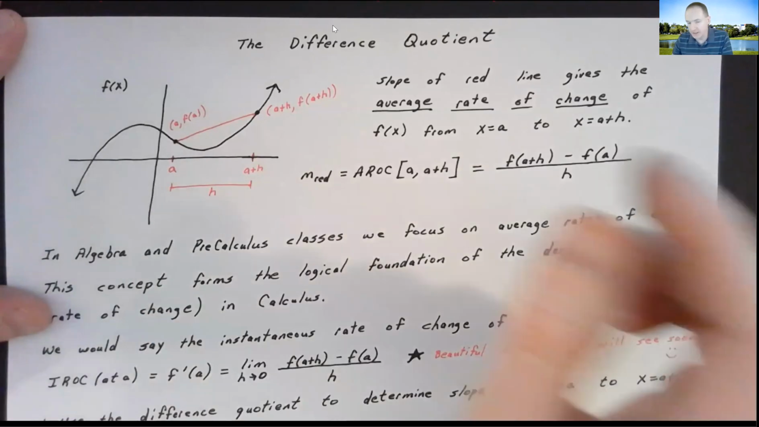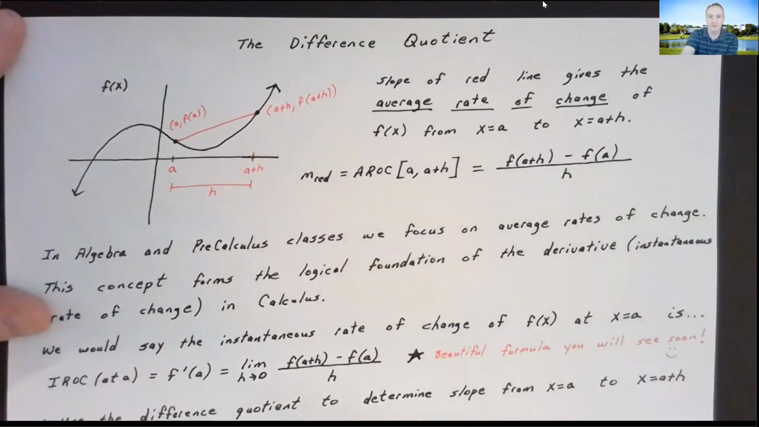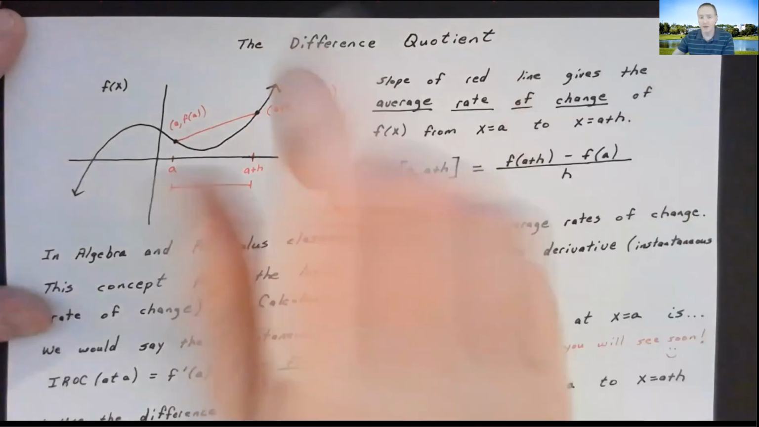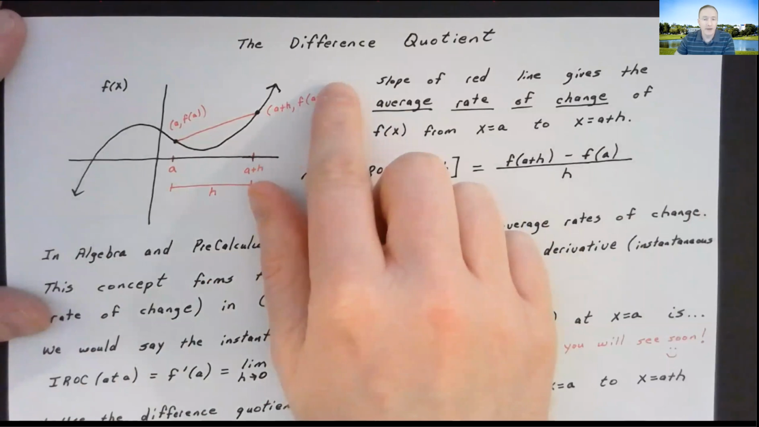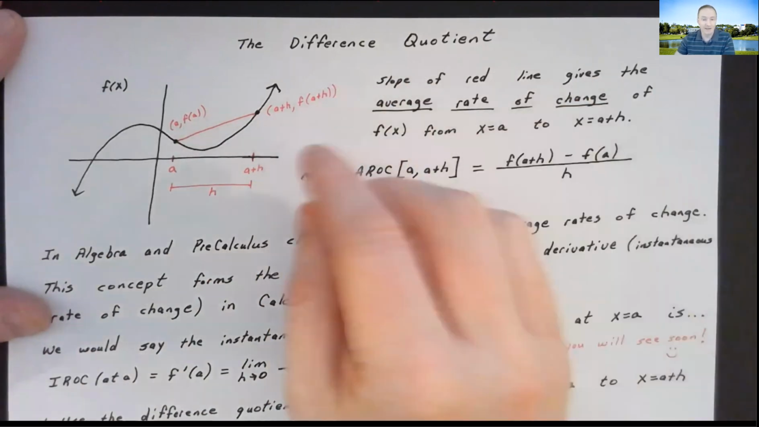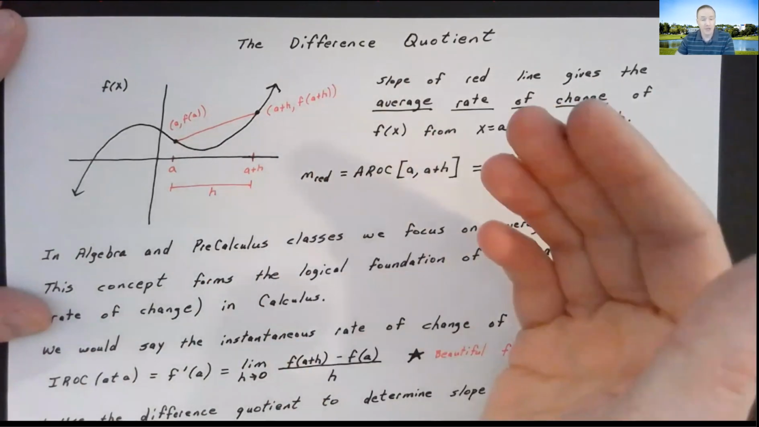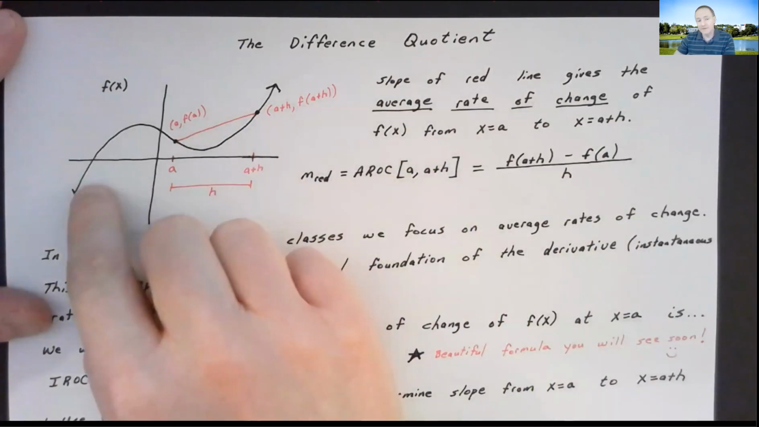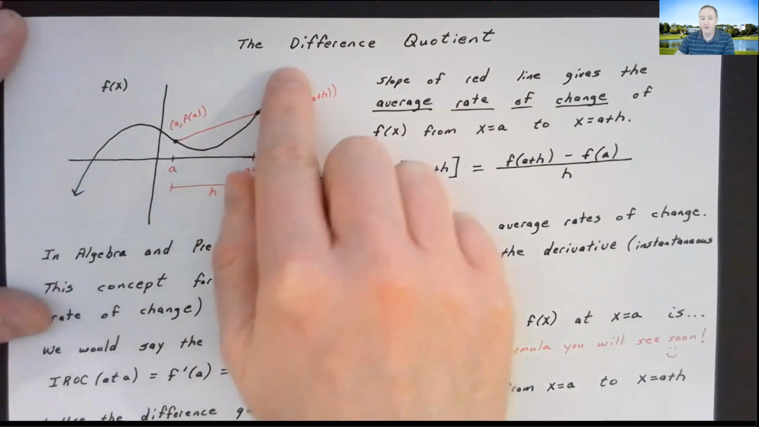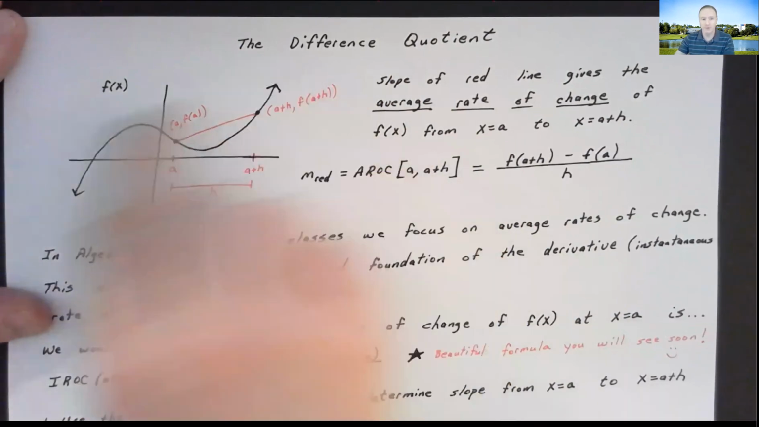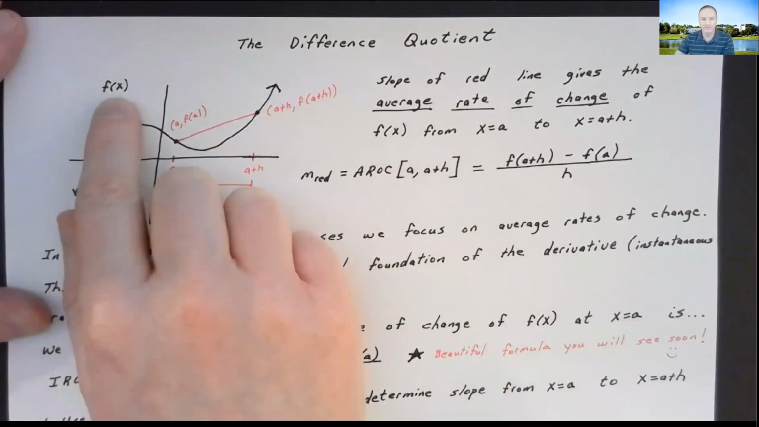Let's take a look together at a very important topic here called the difference quotient. First of all, what I want to talk about is we've been discussing the average rate of change. Let's say, for example, I draw a function. I'm going to call this arbitrary function I'm drawing f of x.